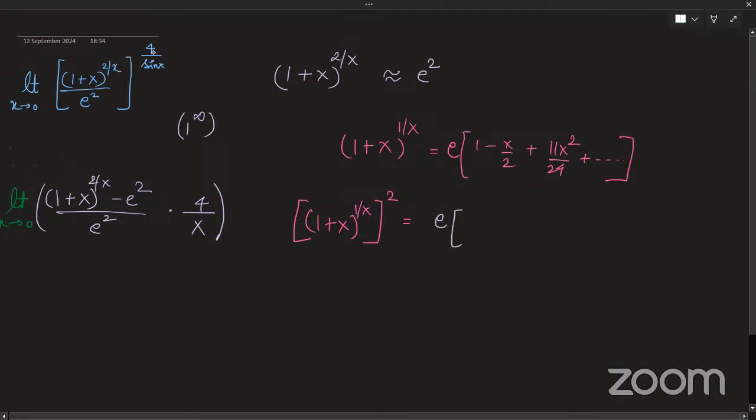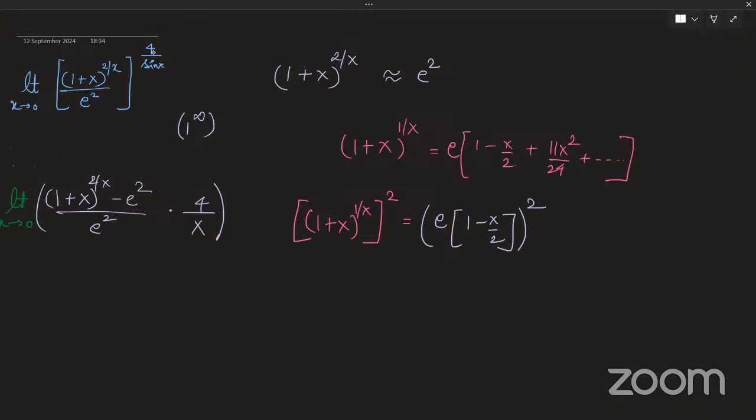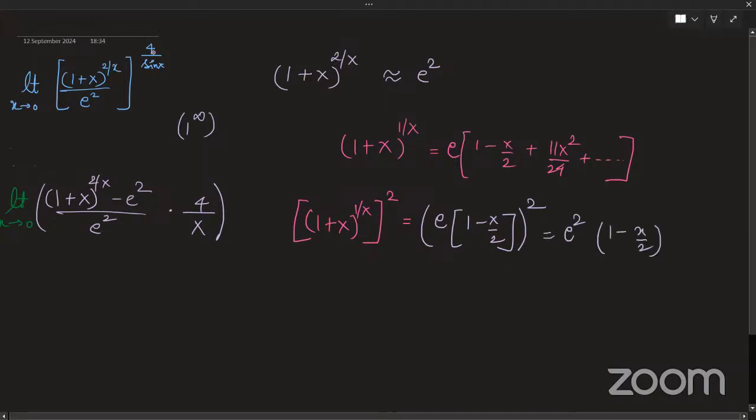So e into (1 minus x by 2) whole square, right? Yes, sir. Because all of these terms, if I take the square also, they come here and they will be useless. So I will just take the square of this thing. So tell me, e square into (1 minus x by 2) whole square. So I got e square into (1 plus x square by 4 minus x), right?